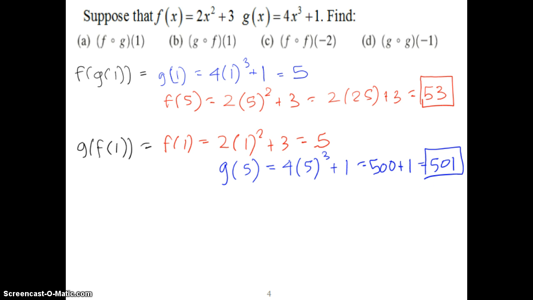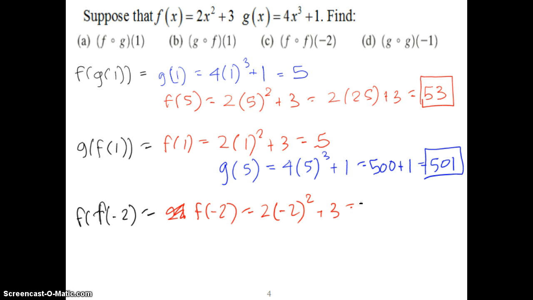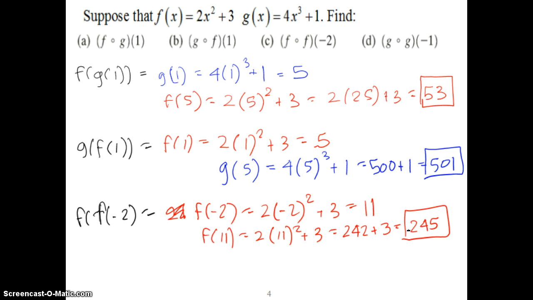Now let's find f of f of negative 2. First, f of negative 2 is going to be 2 times negative 2 squared plus 3, which is going to be negative 2 squared is 4. 4 times 2 is 8. 8 plus 3 is 11. Now we're going to find f of 11. So that's going to be 2 times 11 squared plus 3. 11 squared is 121. 121 times 2 is 242. So it's going to be 242 plus 3, which is 245. So f of f of negative 2 is 245.